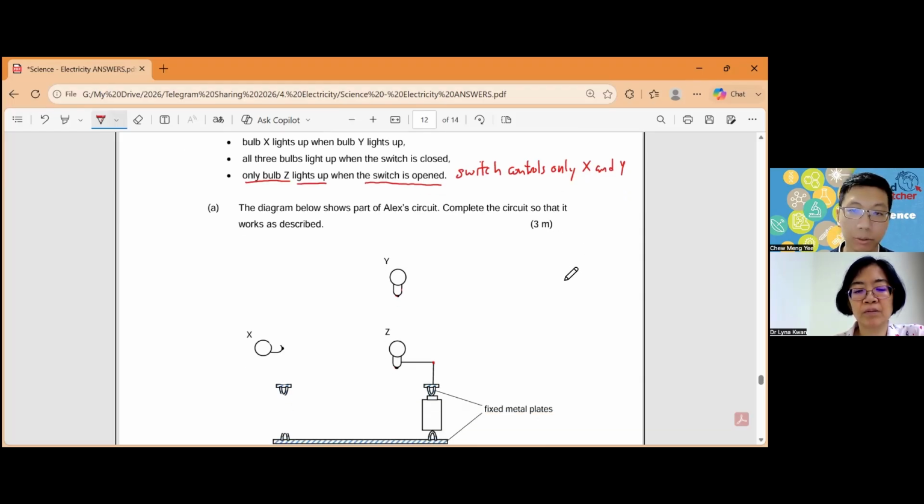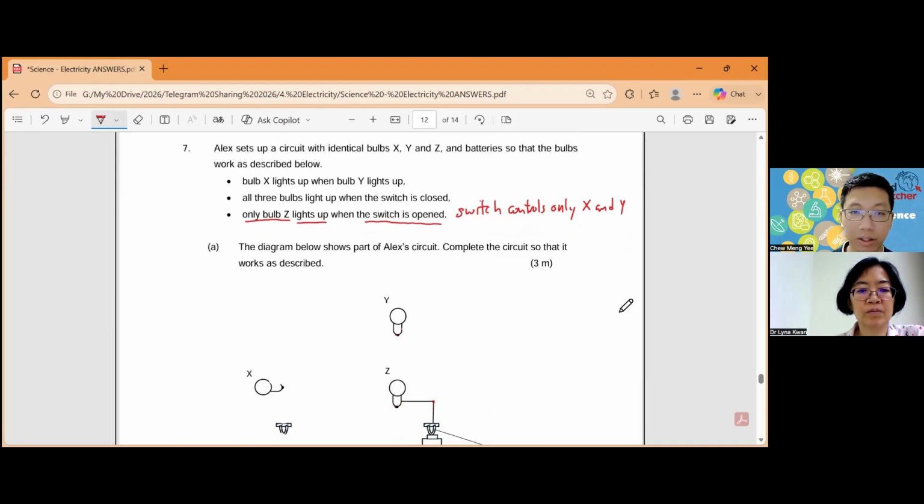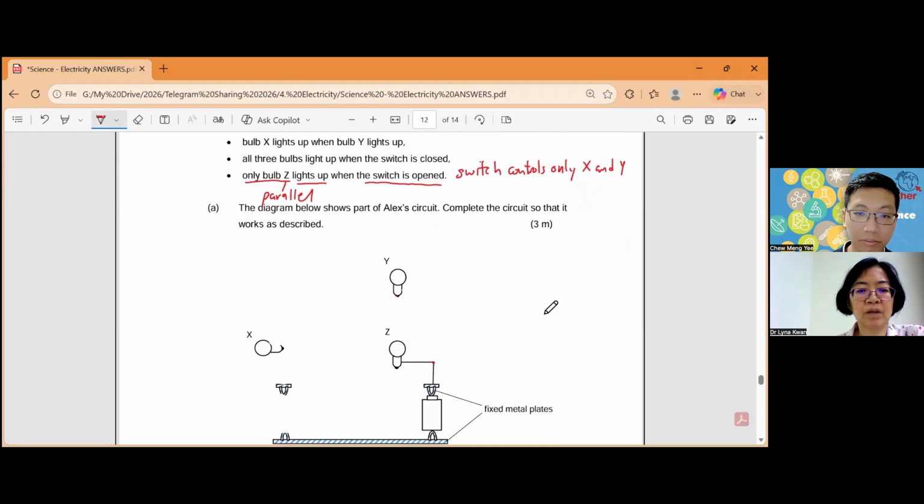So from here, I can tell something, right? If the switch only controls X and Y, and it does not control Z, in this case, how do you think they're arranged? The switch is most likely together in series with X and Y. Then Z must be a separate pathway, so it's likely to be parallel. Okay?